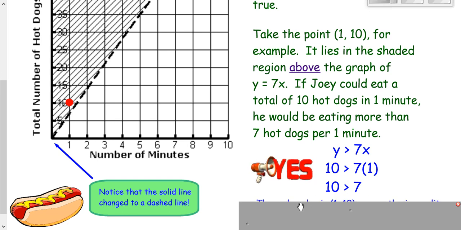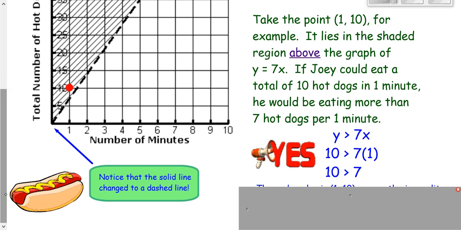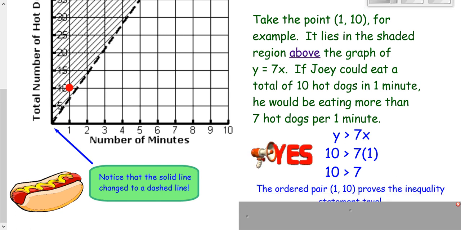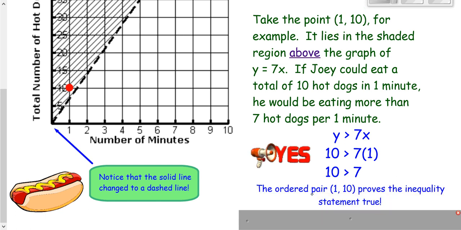Okay, and this is just for us to see mathematically why 10 satisfies. So if I plug 10 and 1 in, so my x and my y value, 10 is greater than 7. So the ordered pair 1 and 10 proves the inequality statement true. Please remember to pause the video to catch up on your note sheet at any point.